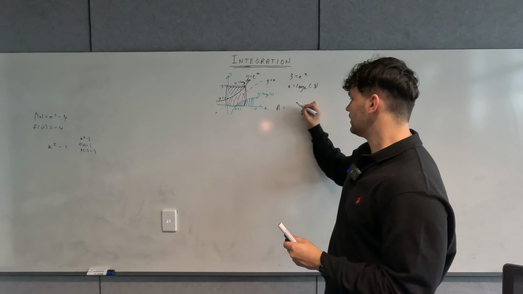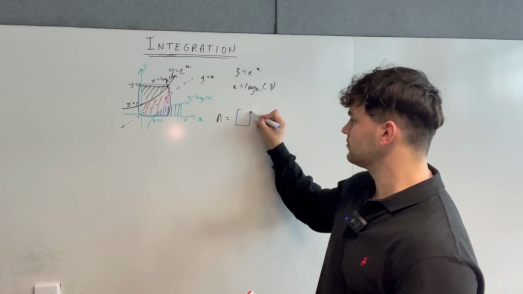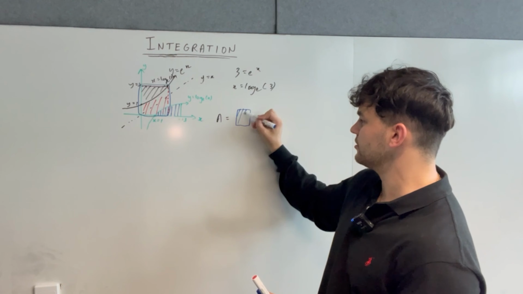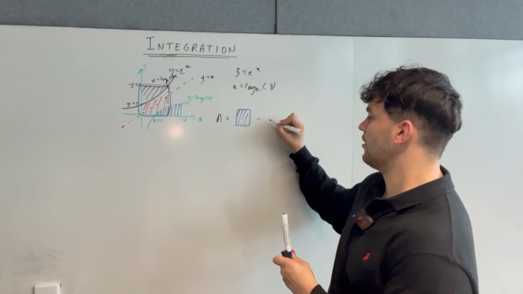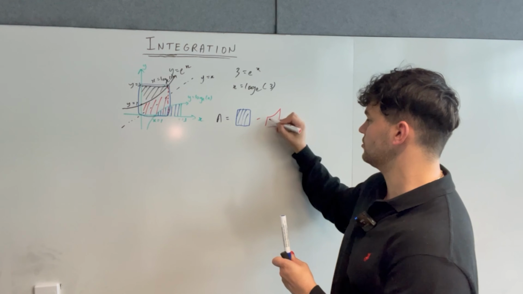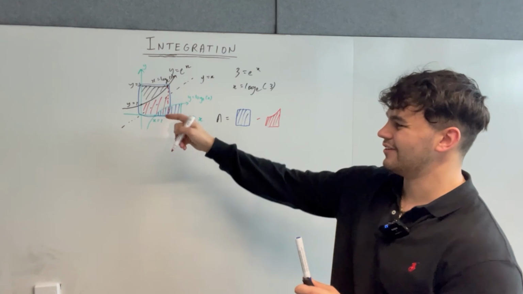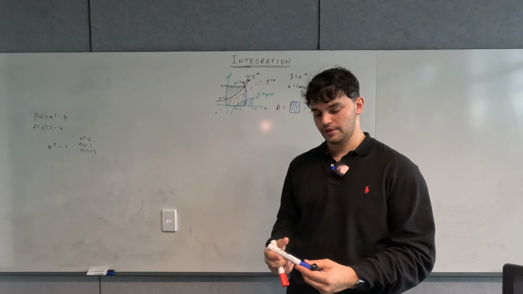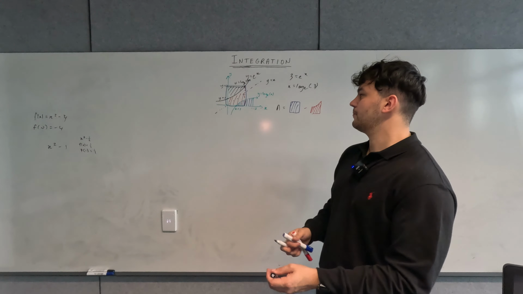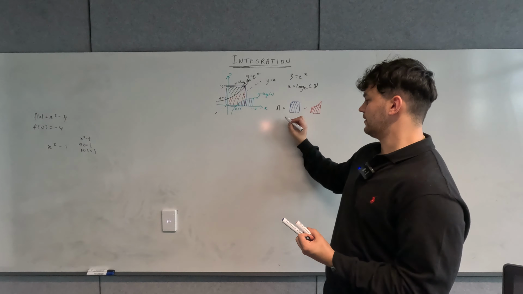Now, just to reiterate, if I want to find the goal area, I have to find that full blue region, which is the rectangle, and then minus that red region. And I know how to calculate both because I have enough information to do so. I didn't have enough information when I started this question because it was just a log curve, which I don't know the integral of. So what we do is we calculate these two things and find the difference of them.